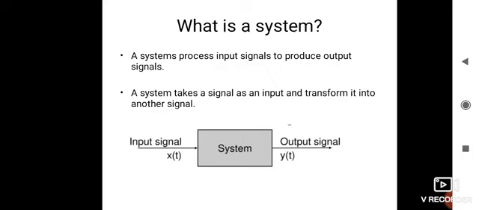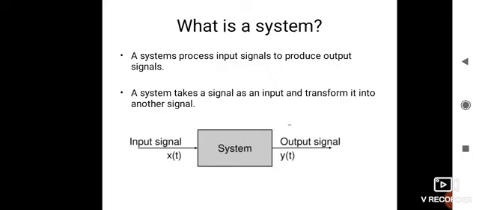Suppose we consider a simple RC circuit as shown in the figure, where I am giving some source voltage to a capacitor. In other words, we can say that for this particular system the source voltage is the input signal and the capacitor voltage is the output signal. So this is an example of a continuous time system.